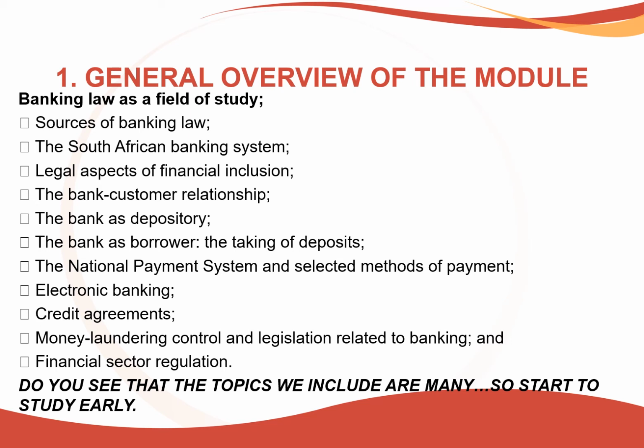The last lesson that we're going to look at would relate to financial sector regulation. Now, some of you would have heard the term the Twin Peaks model of regulation, and you would have also now learned that South Africa changed its model of financial regulation a few years back with the adoption of new legislation. So in this last lesson, we introduce you to this new model of financial regulation.